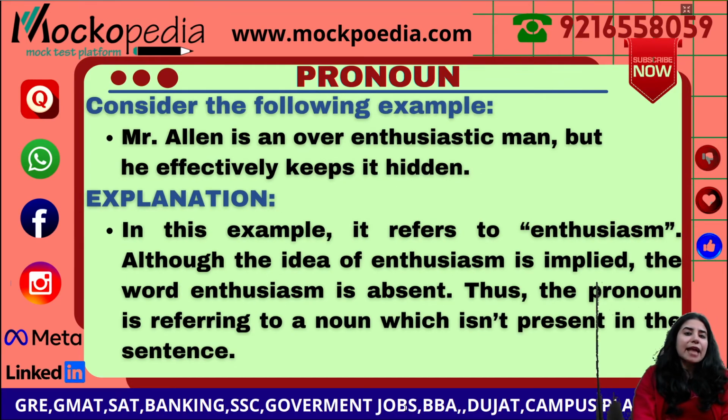See, Mr. Allen is an over enthusiastic man, but he effectively keeps it hidden. So, in the sentence, you will find two pronouns. One is 'he'. He will refer to Mr. Allen. There is no confusion, no ambiguity, perfectly fine. 'It', when you logically try to interpret, you will find that, ma'am, it will refer to enthusiasm. एक बार सोच के देखिए, आपको बहुत क्लियरली लगेगा कि 'it' हम enthusiasm के लिए बोल रहे हैं, but enthusiasm is not present in the sentence. So how can you use a pronoun for a noun which is not present in the sentence?